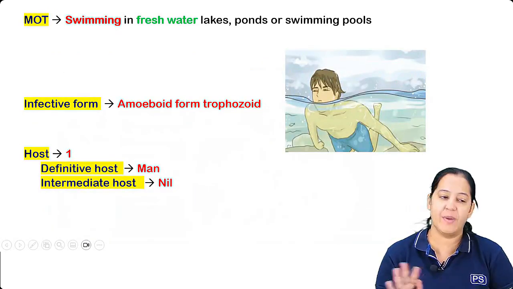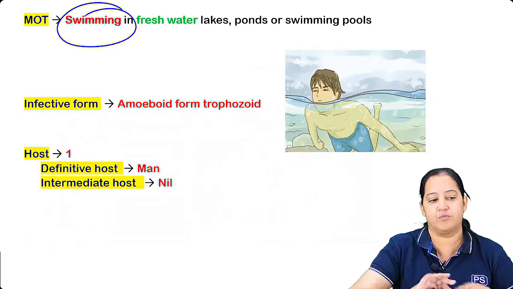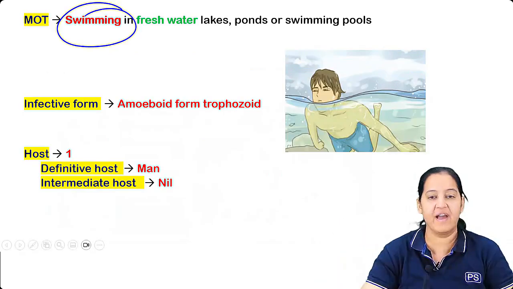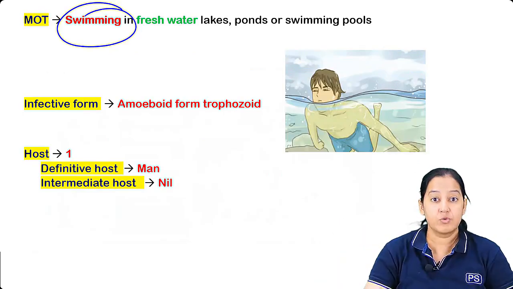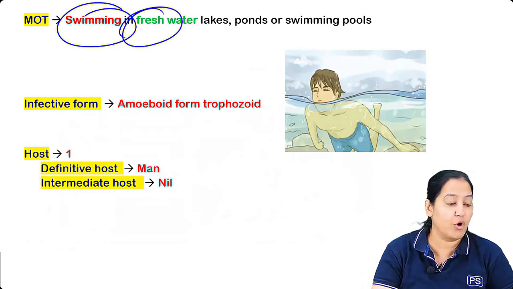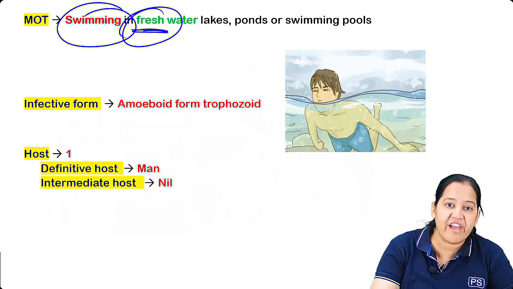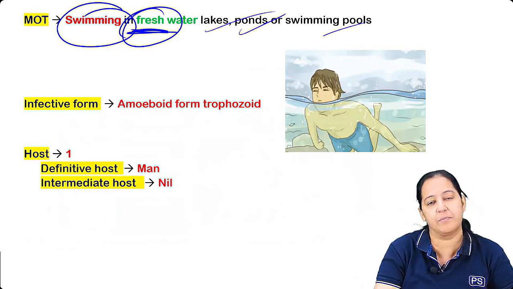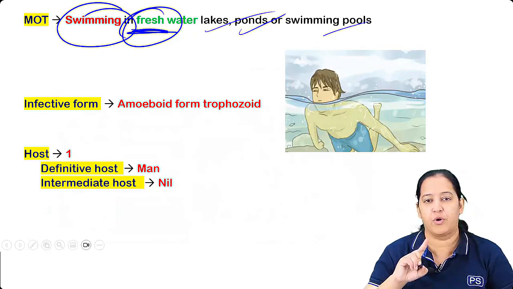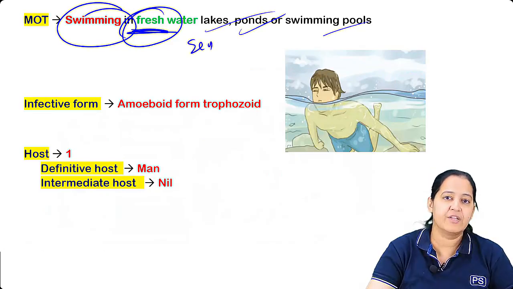Mode of transmission is very unique. It enters the human body via swimming. Hannah, do you swim? Swimming in fresh water, not in the sea, not in marine water. Swimming in fresh water can be pond, lake, swimming pool, anywhere. But it should be a fresh water body. It should not be sea. It should not be marine.